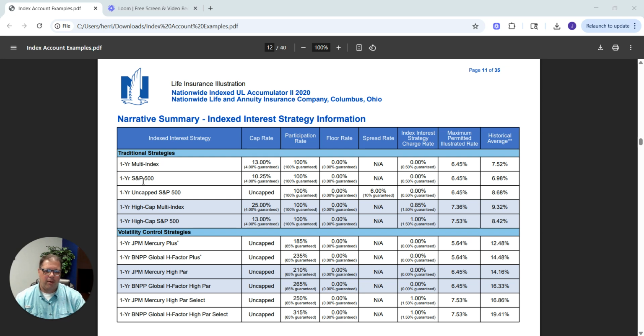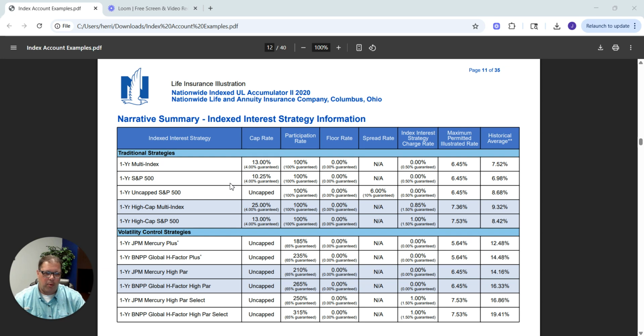So if you pull out here the S&P 500, and let's say that in a 1 year period of time, the S&P is down 12%, then you simply get credited 0. You don't have to participate in that down year. But on the flip side, if the S&P has done very well, and let's say it's up 15%, then Nationwide is going to credit your cash value at a 10.25% rate of return. So the beauty of an IUL is you don't have to participate in the down years, but you also get to participate with limited crediting based off of the good years.